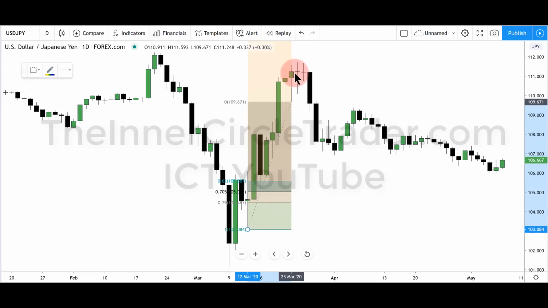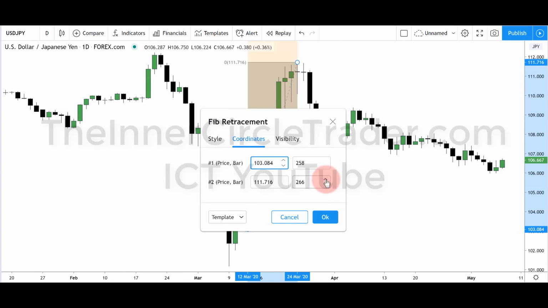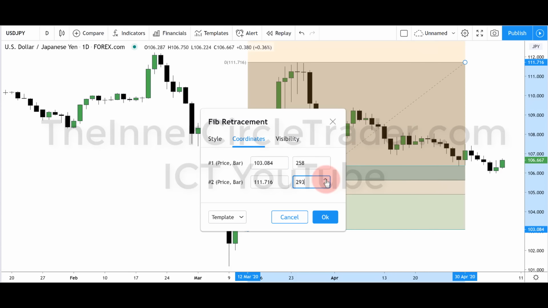Low to high. Okay, and all we'll do is continue this out in time, and you'll see how price eventually trades into optimal trade entry for the daily time frame.